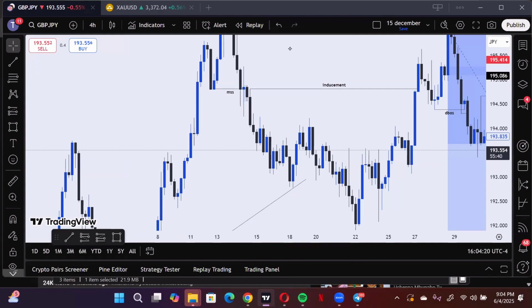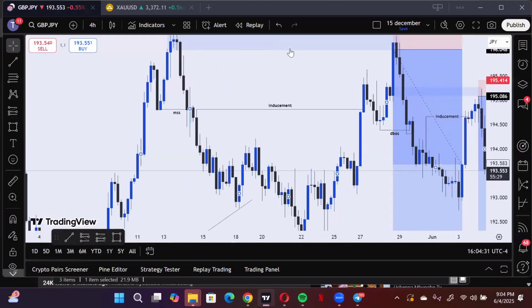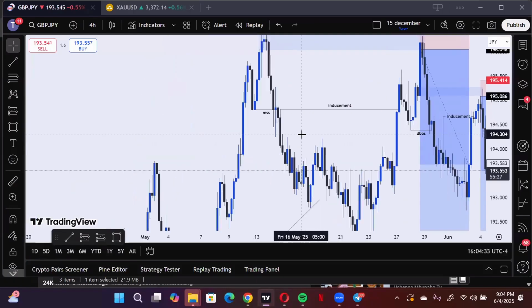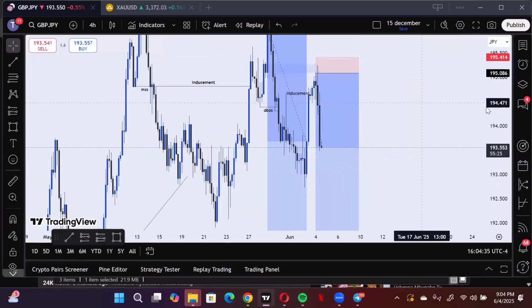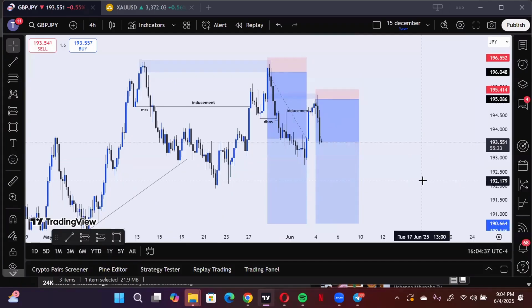Strategy. If you get your market structure part of the strategy, you get your liquidity part of the strategy, then you move on to the point of interest part of the strategy. So far, we have done the structure part and the liquidity part. Now what is left is the point of interest part of the strategy.